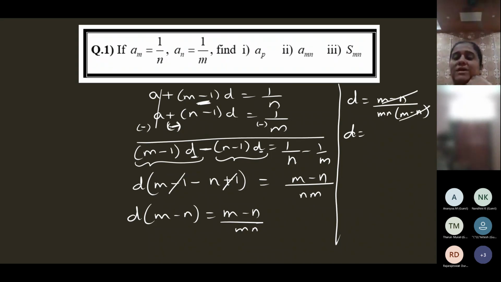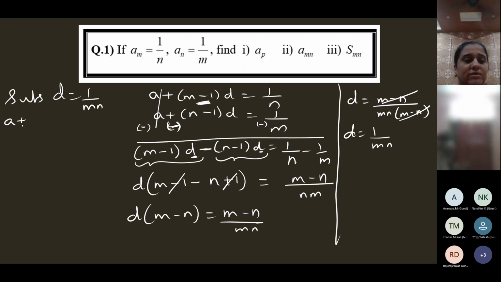So m minus n and m minus n will get cancelled and D is equal to 1 by mn. Now we'll have to substitute like we always do. Substitute in one of the two equations. So substitute D is equal to 1 by mn in one of the two equations.